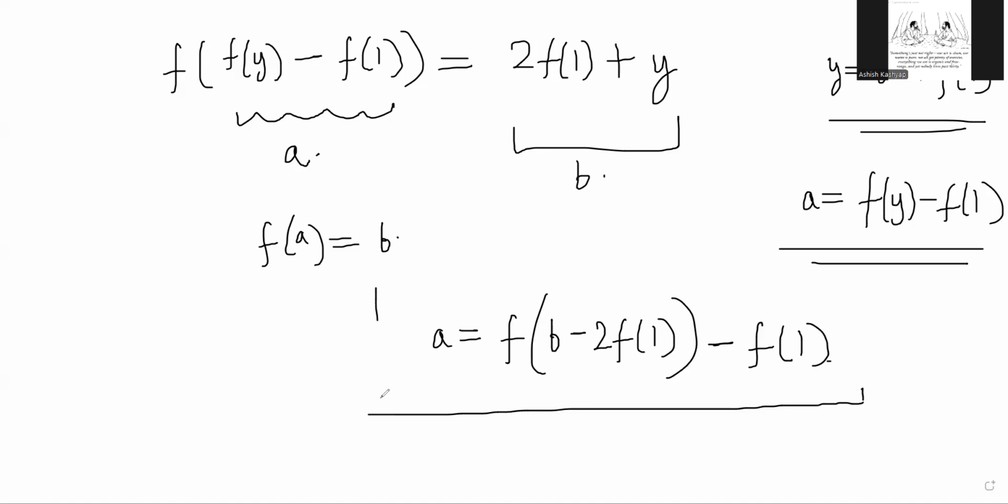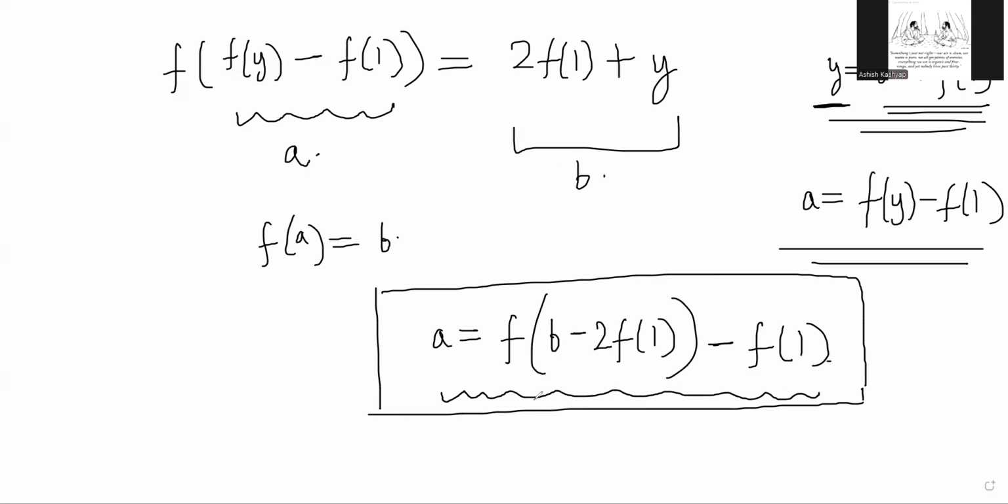So what we are getting is from the definition of the functional equation itself, whenever you choose a y value or a b value, right? That b value can be written in terms of this y. y is b minus 2f of 1. Then the a value that is coming, the input value is always going to be this, f of y minus f of 1, where you can remove the y again and you're getting this. So it always satisfies f of a is equal to b for any b belonging to real.